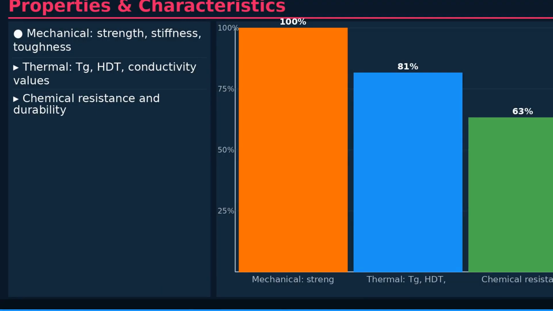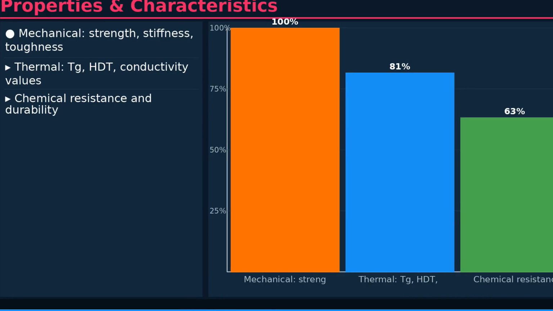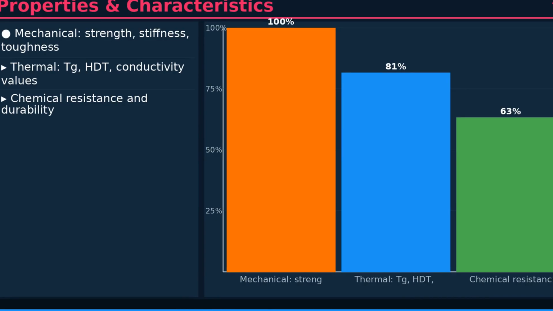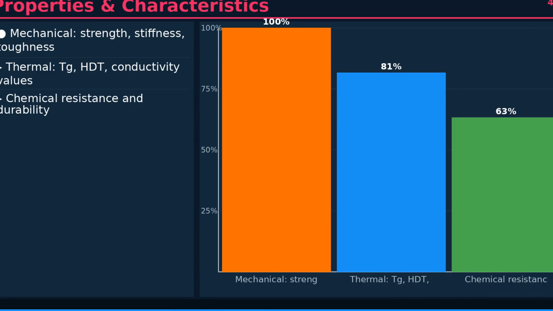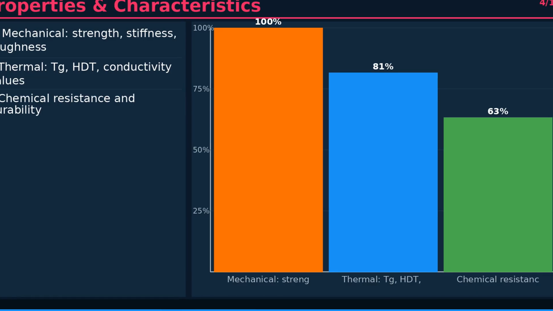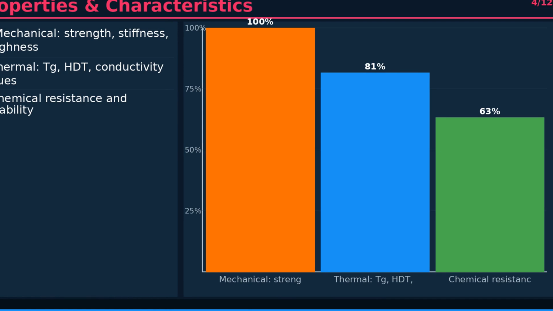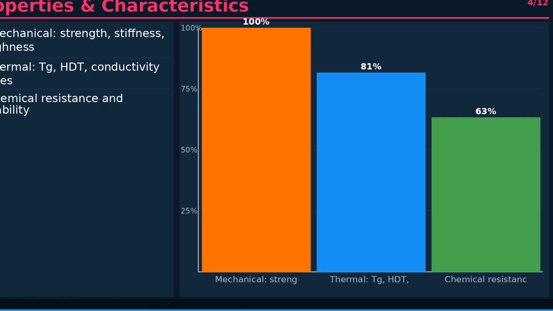The properties of grinding machine surface and cylindrical grinding span mechanical, thermal, and chemical domains. Tensile strength, heat deflection temperature, and chemical resistance are the most important parameters. These values directly determine service life and product quality.